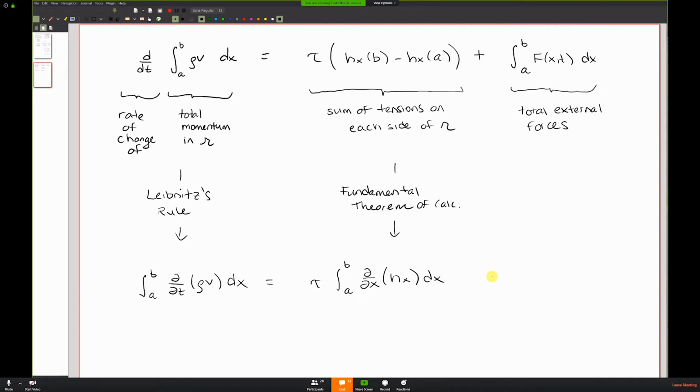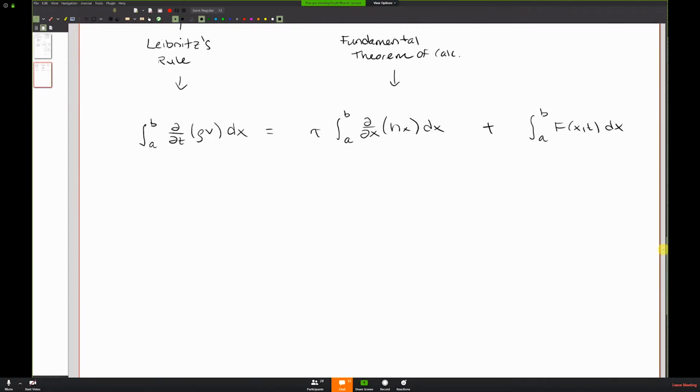And then finally, this can remain as it is. It's already an integral from a to b of some external forces, dx. And so having used Leibniz's rule on the first term and the fundamental theorem on the second term, I now have all of my terms as integrals. And so I can combine them all into one big integral.